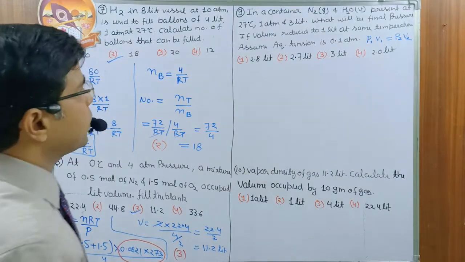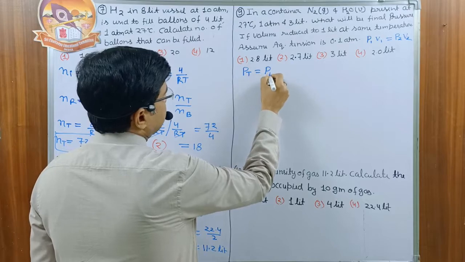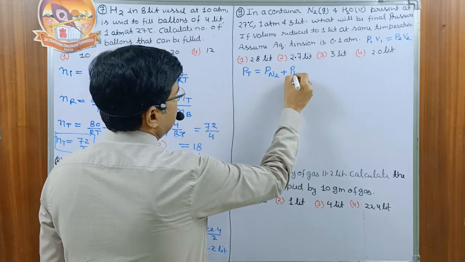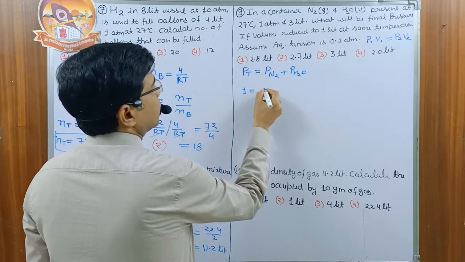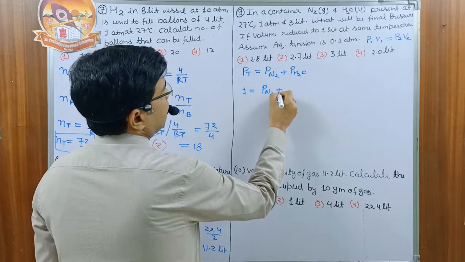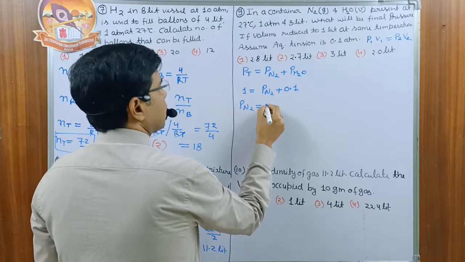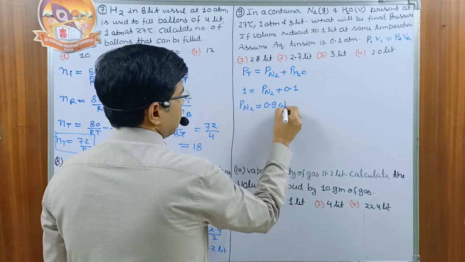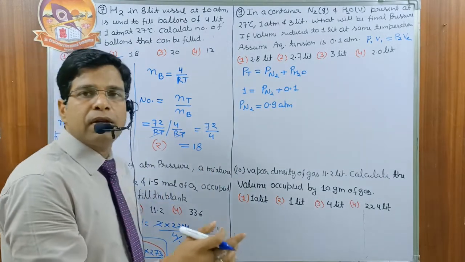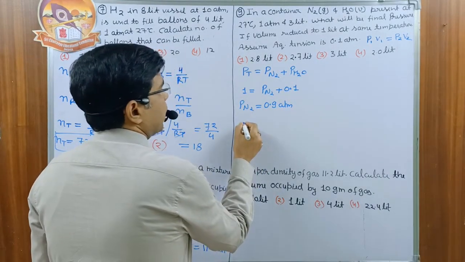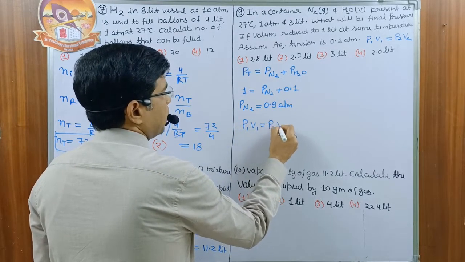So total pressure includes the pressure of the nitrogen gas plus pressure of the H2O vapors. Total pressure is given as 1 atmosphere. Pressure of the nitrogen gas we have to find out, and aqueous tension is given as 0.1. So pressure of the nitrogen becomes 0.9 atmosphere. At this pressure of the gas we can apply P1 V1 is equal to P2 V2. Okay, so now we apply P1 V1 is equal to P2 V2.